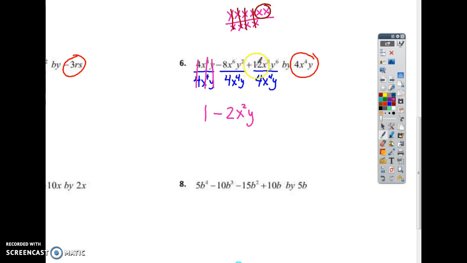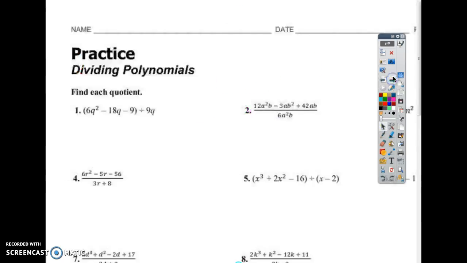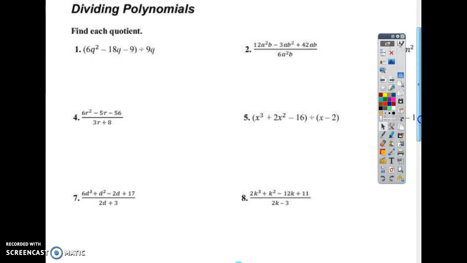The last one, 12 divided by 4, that's a positive 3. I have 8 x's on top, 4 on bottom, so I have 4 left over. And then I have 6 y's on top, 1 on bottom, so I have 5 left over. And that is your final answer. Okay, so that's how you're going to do the front. Let's go to the back. I'm only going to do one of them in the back because you guys should already know.